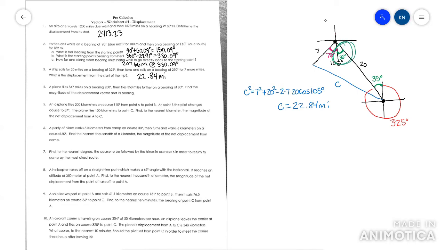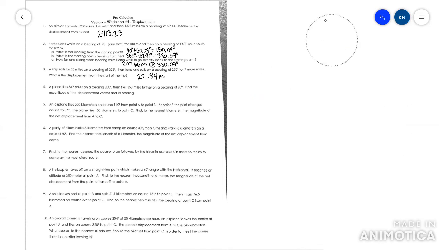This green portion of it is going to be a recurring theme in the upcoming problems. Keep that in mind. Okay, let's move on.